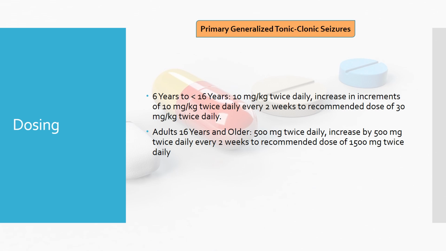Now for the dosing for primary generalized tonic-clonic seizures from 6 years to less than 16 years old, we do a weight-based dosing of 10 mg per kg twice a day and increase it in increments of 10 mg per kg twice a day every 2 weeks to a recommended dose of about 30 mg per kg twice a day. For adults 16 years and older, however, we'll do a dose of 500 mg twice a day, increasing by 500 mg twice a day every 2 weeks to a recommended dose of 1500 mg twice a day.